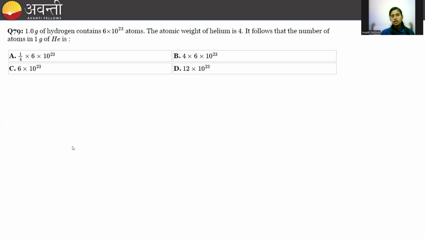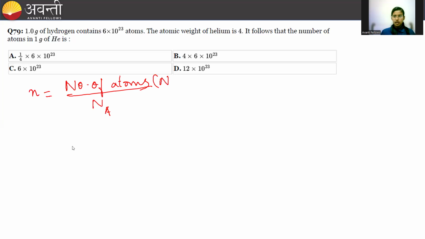Question number 79. 1 gram of hydrogen contains 6 into 10 to the power 23 atoms. The atomic weight of helium is 4. It follows the number of atoms in 1 gram of helium is. So we are asked to find out the number of atoms. To find out the number of atoms, we have to use the number of moles formula. Number of moles is equal to number of atoms divided by Avogadro number, right?